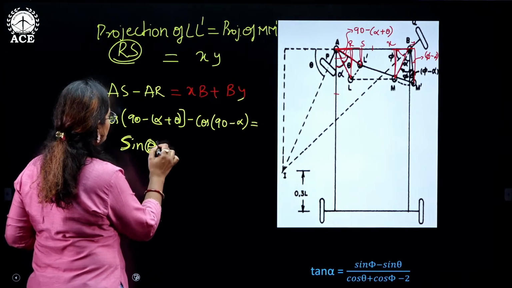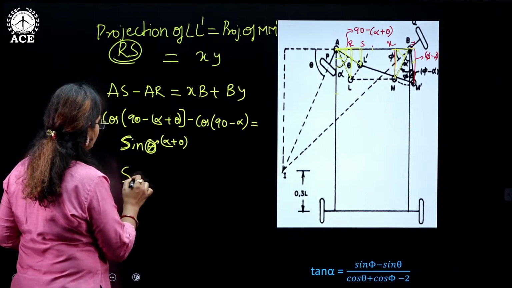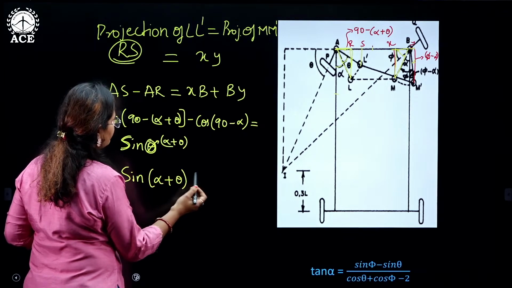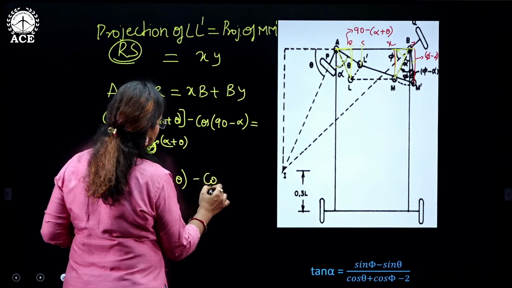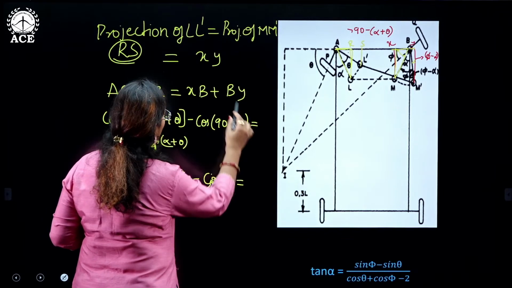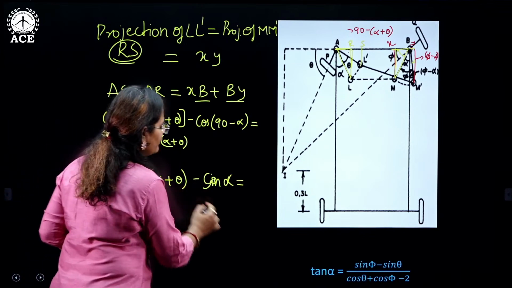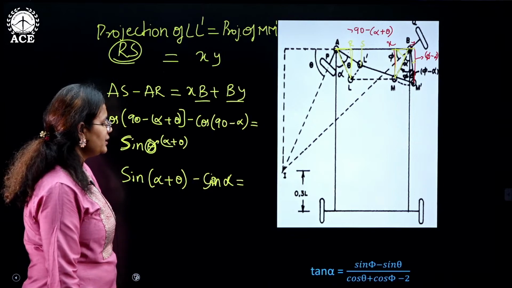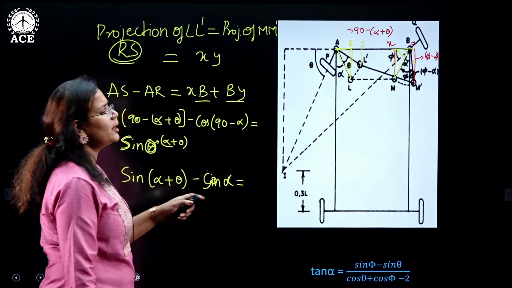Theta, in place of theta you have alpha plus theta. So for this term you will have sin of alpha plus theta. Same thing, cos 90 minus alpha is sin alpha, which is equal to this x b plus b y in terms of cos and sin. So finally when you convert that, you will get tan alpha is equal to sin phi minus sin theta by cos theta plus cos phi minus 2. So this is about Ackermann's.